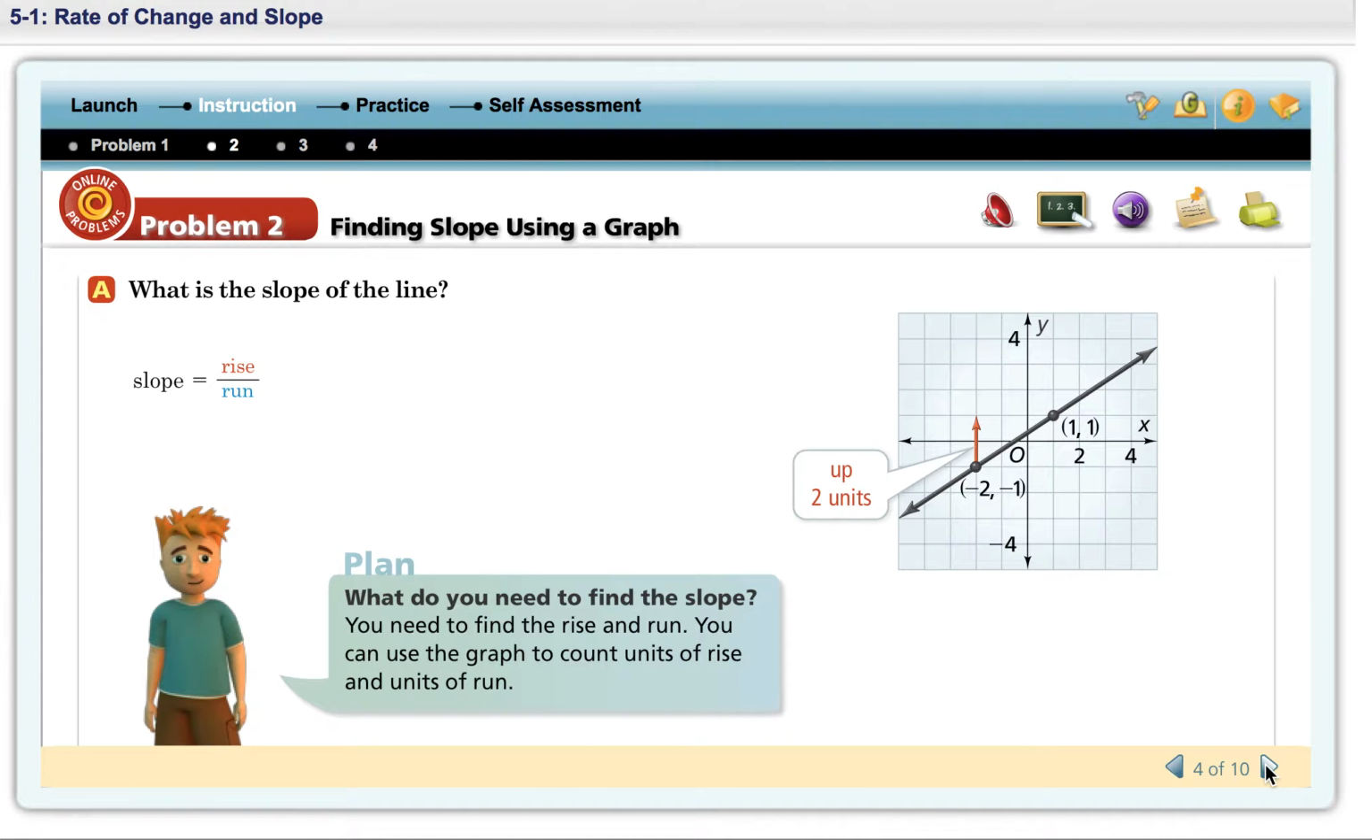The rise of the line is up 2 units. And the run of the line is to the right 3 units. Now, it's important to note that you see that they use the point right here, -2, -1. The next place that it hits is right where the two lines come together. So see how in these spots they come together? You measure from an exact spot that you know to another exact spot you know.